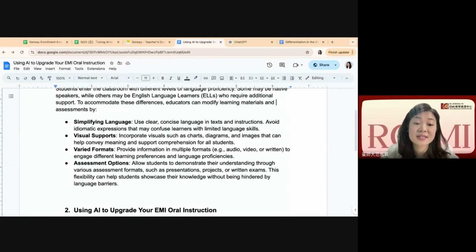So the first one is to simplify the language. We aim to use clear, concise language in text and instructions. We want to avoid idiomatic expressions that may confuse learners with limited language skills.